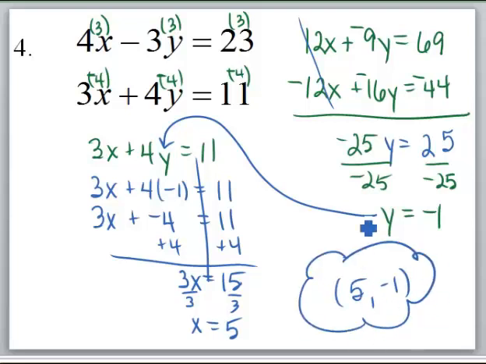And I'll check my answer by plugging those back in. I already plugged it back into the second one, so really all I need to do is check the first one. So 5 times 4 is 20, and then negative 3 times negative 1 is a positive 3, so I do end up with 23 as my answer.